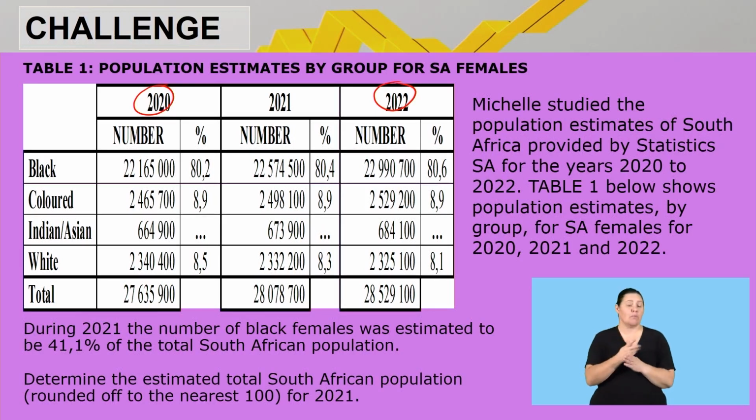So what is your job for the week? It says, during 2021, the number of black females was estimated to be 41.1% of the total South African population. Your question: determine the estimated total South African population, rounded off to the nearest 100, for 2021. Guys, I hope that is a good enough challenge for you, and I'm sure you're going to tackle it.